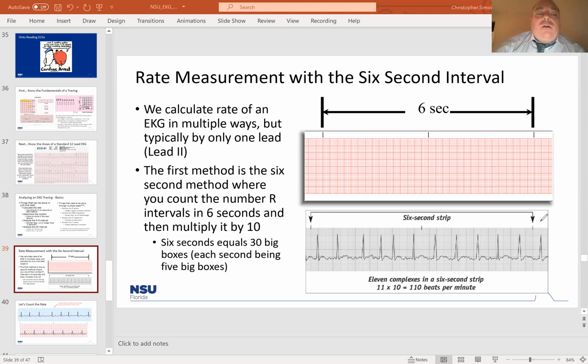Yeah, each second is 5 boxes. So that means that 6 seconds equals 30 big boxes. Okay, good.